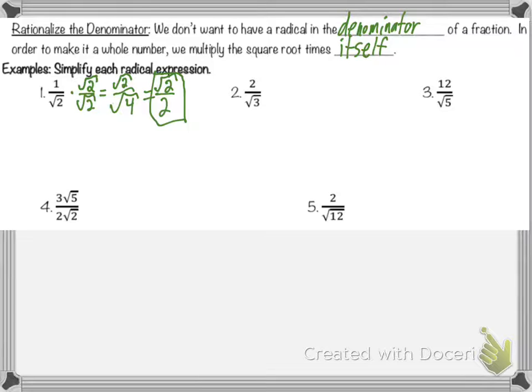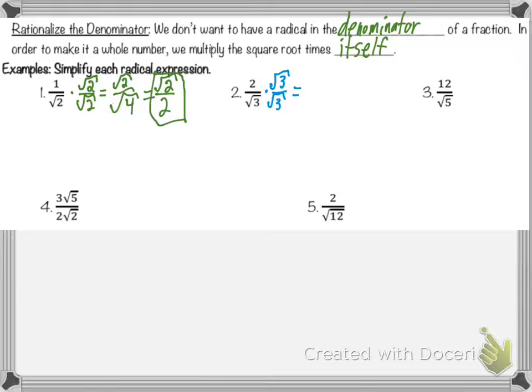Continuing on, number 2, 2 over the square root of 3. We don't want that square root of 3 down there, so we have to multiply the bottom by the square root of 3. But just like on the last problem, we can't only multiply the bottom. We have to multiply the top by the same thing. So that way we're really only multiplying by 1. Because square root of 3 times square root of 3 divided by square root of 3 would just be 1.